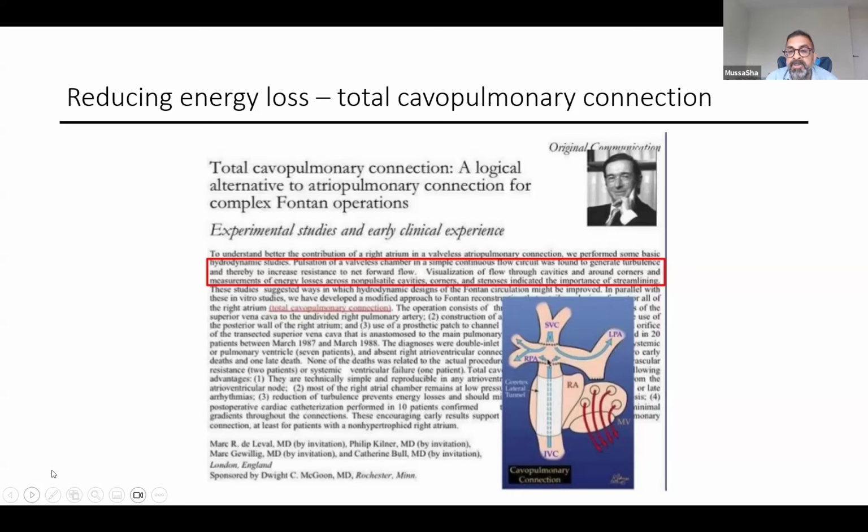So by trying to avoid that, and by constructing a tunnel within the right atrium, more of the energy from the systemic venous return was being directed towards the lungs. So this is an operation that he conceived, and actually it was well received by the congenital community, because of the better energy characteristics that it created.